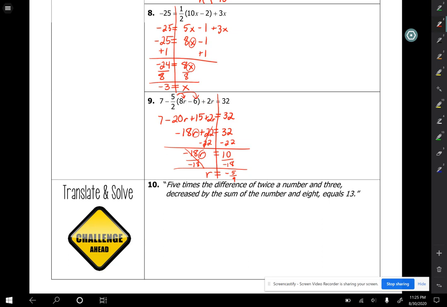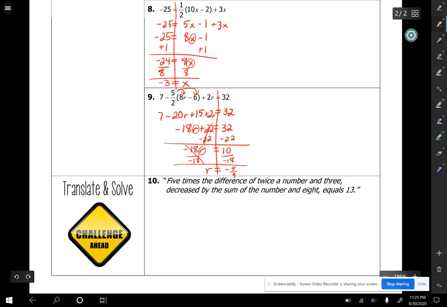All right, and for the last one, 5 times the difference of twice a number and 3, decreased by the sum of the number and 8, equals 13.